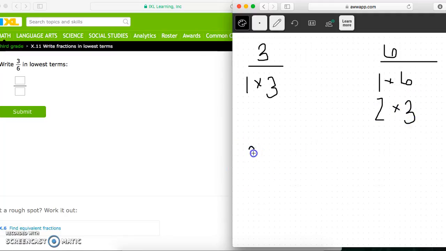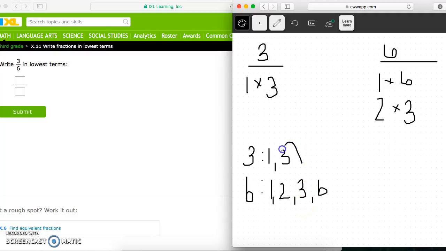So if I were to list these factors in order, like we practiced a long time ago, I would write 1 and 3, and for 6 I would write 1, 2, 3, and 6. So I'm going to compare my list to see what numbers they have in common and which one is the greatest of those numbers. Of course, they have 1 in common because all numbers have a common factor of 1. I also see that they have 3 in common, and they don't have anything else in common.